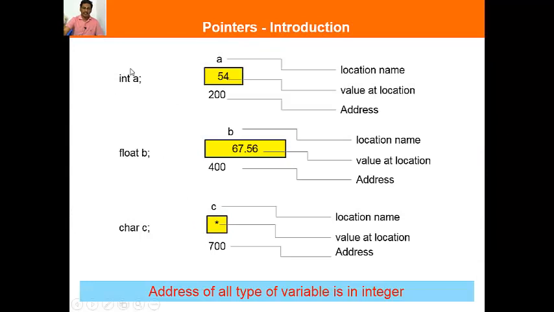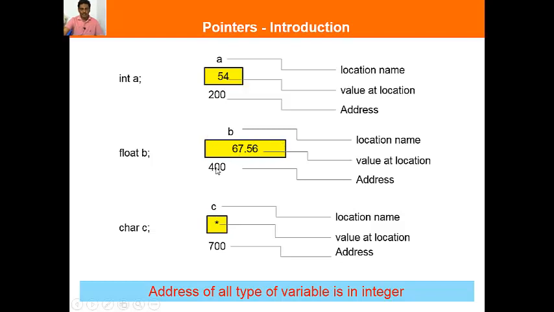In this example, integer A is an ordinary integer variable. So it occupies 2 bytes of memory by the help of the operating system at the time of execution. If we assign A equal to 54, that value 54 is assigned to A. So A is a location name, 54 is the value at the location, 200 is the address. Here, float B is a float variable, so it occupies 4 bytes. Those 4 bytes are allocated by the operating system at the time of execution of the C compiler.